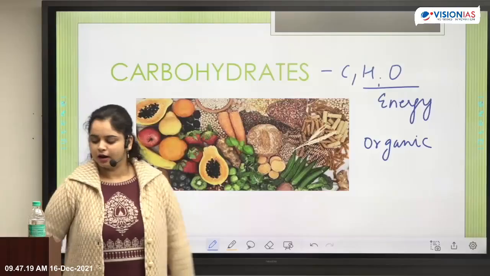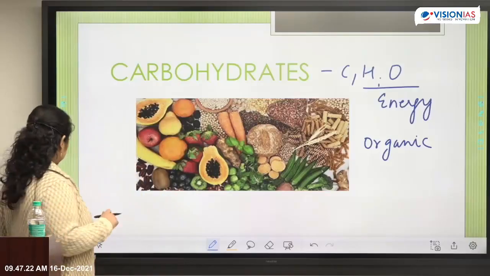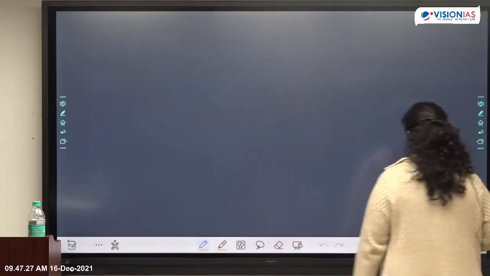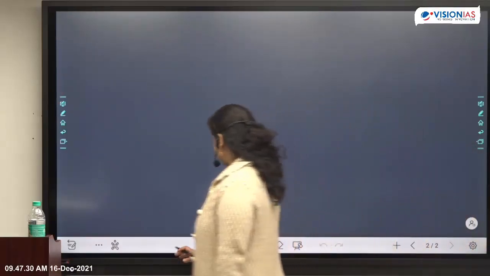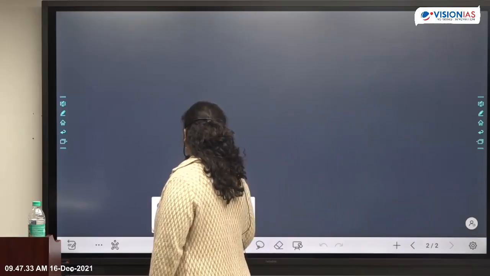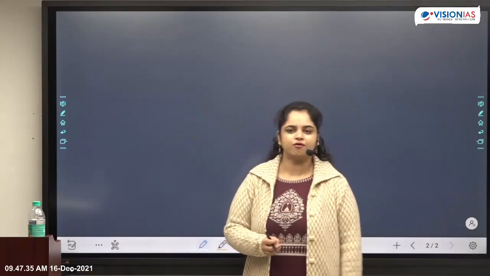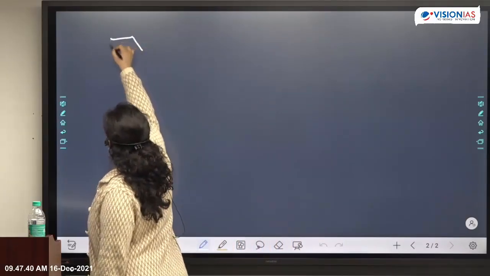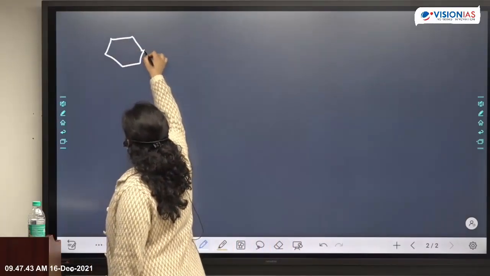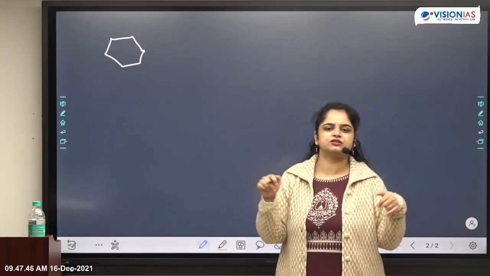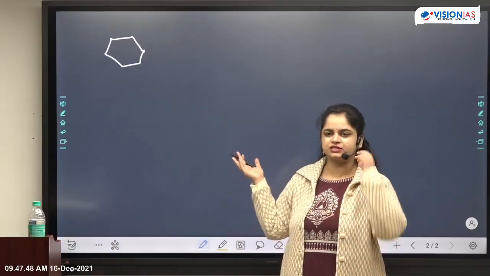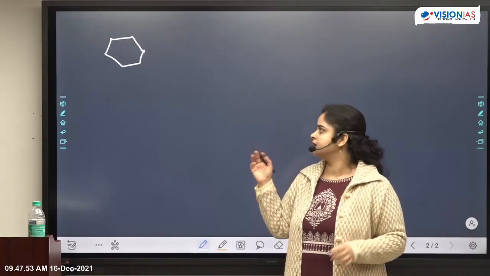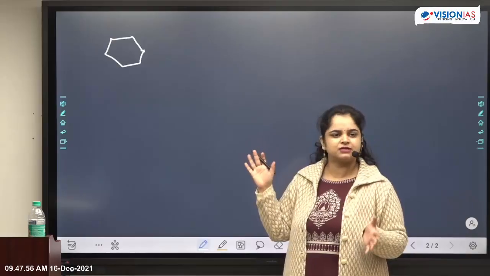Now what we are going to do is understand the different types of carbohydrates. If we look into the structure of carbohydrates, they are basically in the form of cyclic compounds. Closed structures like this. It could be any shape. The shape will depend on the number of carbon atoms which are there. So such shapes are there.